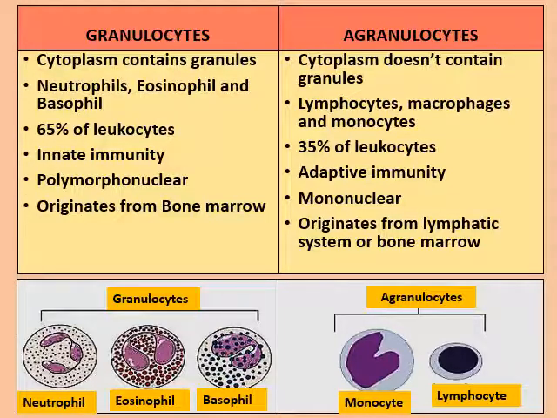Agranulocytes don't have granules in their cytoplasm. They're classified into lymphocytes, macrophages, and monocytes. They constitute 35% of leukocytes. They are important in adaptive or acquired immunity that occurs after exposure to an antigen from a pathogen or vaccination. Their nuclei don't have different lobes as granulocytes have, so they are mononuclear. They originate from lymphatic system or bone marrow.